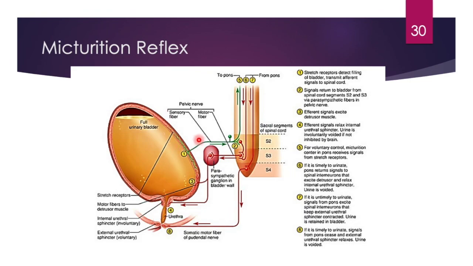Stretch receptors also send signals to the pons. If it is convenient to urinate, the pons will return signals to excite the detrusor muscle to contract and to relax both the internal and external urethral sphincter, so urine may be voided. However, if it is inconvenient to urinate, the pons will send signals to the external urethral sphincter via somatic motor fibers of the pudendal nerve to keep the external urethral sphincter contracted, so urine will be retained in the bladder.